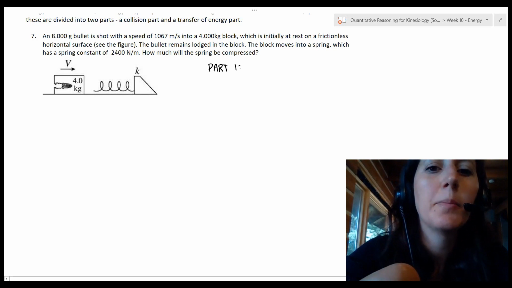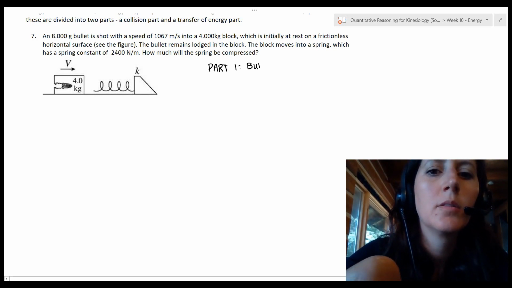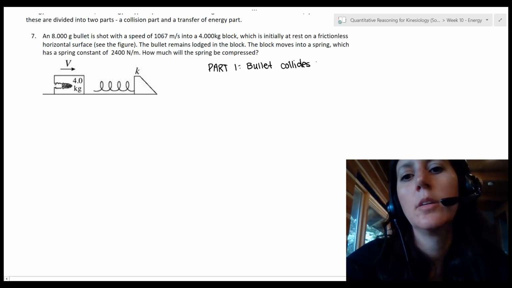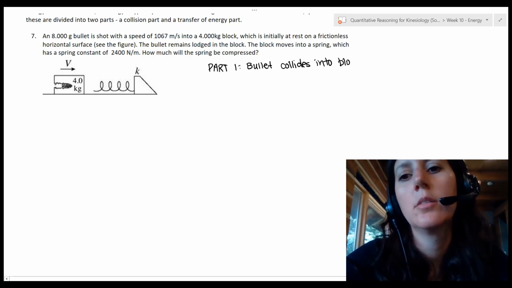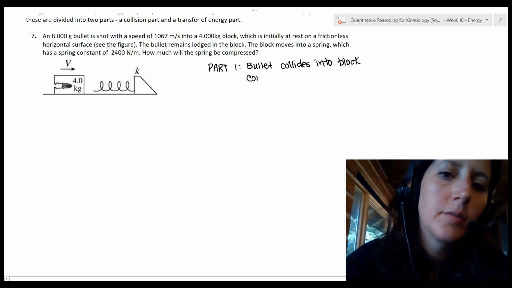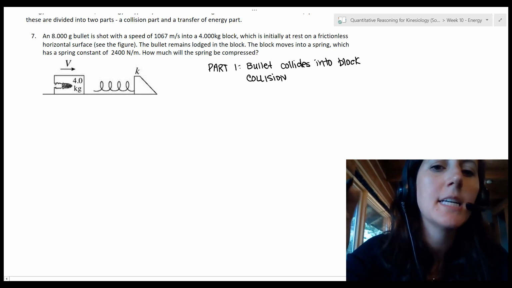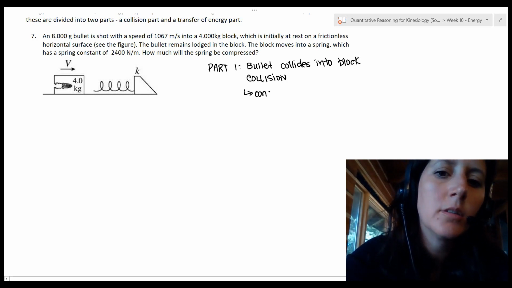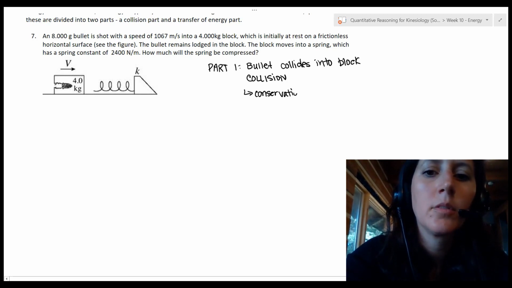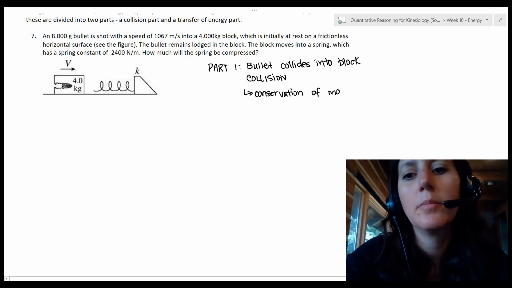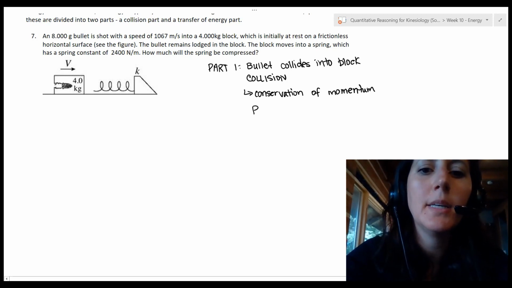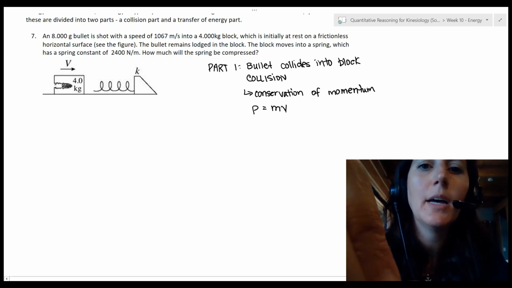And this is that the bullet collides into the block. So it's a collision. And anytime you have a collision problem, you can always use conservation of momentum. The formula for momentum, p, is equal to mass times velocity. Okay, so let's go ahead with part 1.